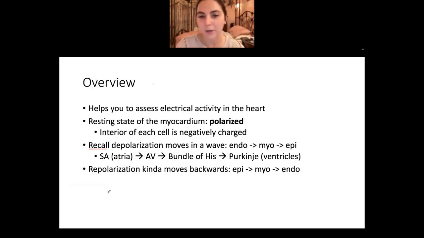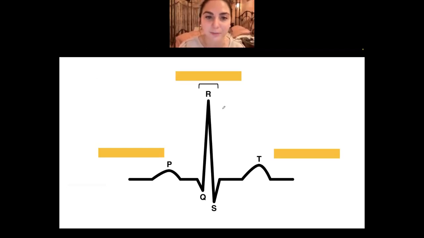Repolarization moves in a backwards direction. When the heart becomes repolarized, it goes from the epicardium to the myocardium to the endocardium. So we have this wave of depolarization out, and then we have this wave of repolarization moving back in. And I'll help you guys see this visually, but I think this is going to help make sense of a lot of the EKG stuff.